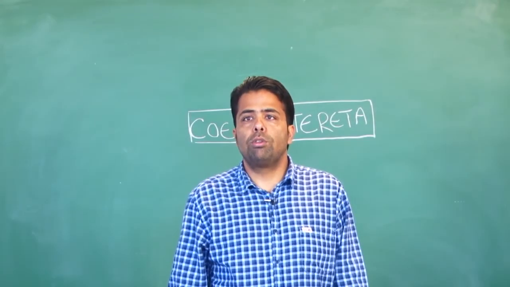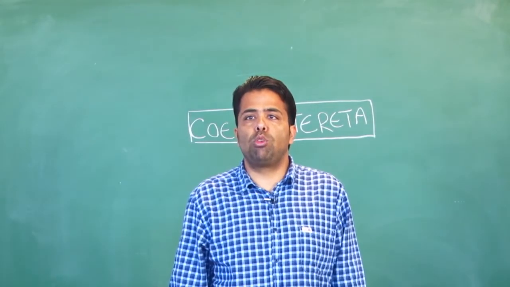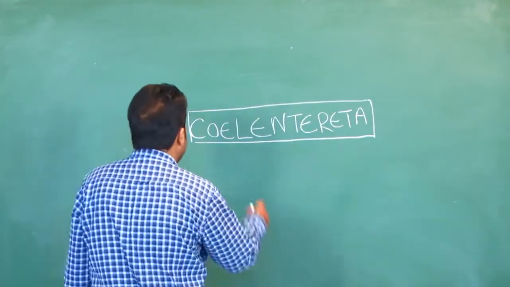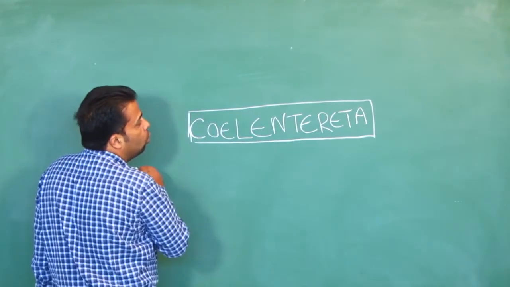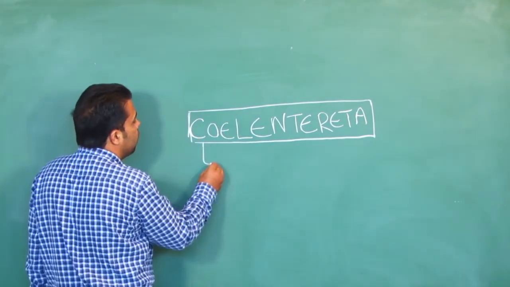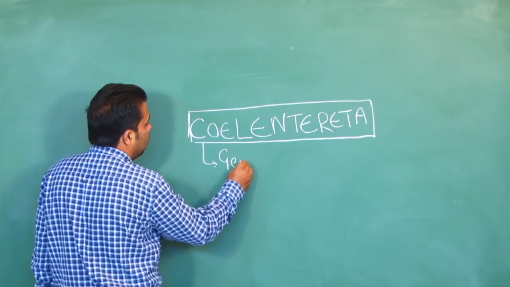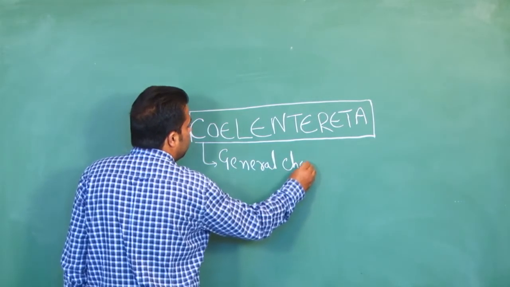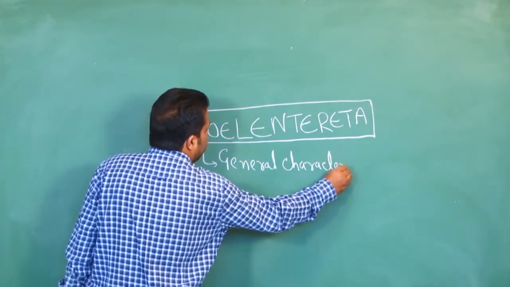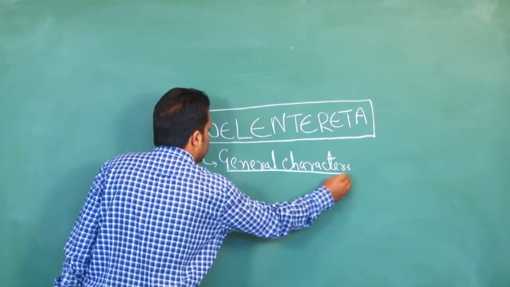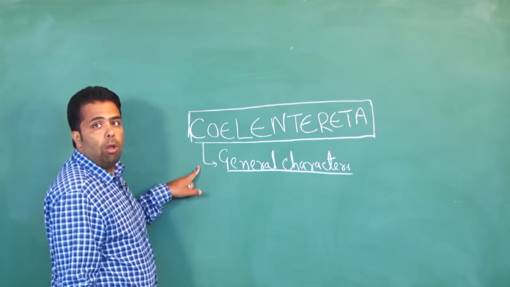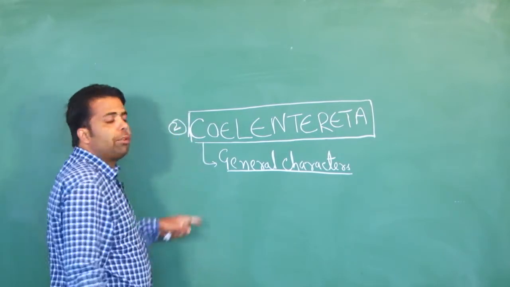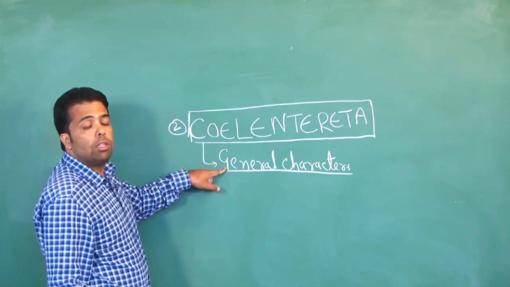Hello students, today we are going to discuss the phylum number 2 of non-chordates, that is Coelenterata. So we will first discuss general characters of Coelenterata. A very important phylum of the animal kingdom, phylum number 2, that is Coelenterata. First, we will discuss general characters.